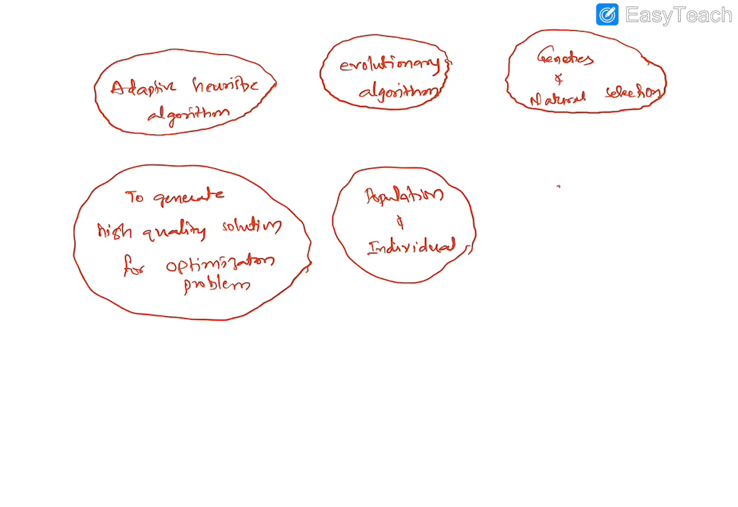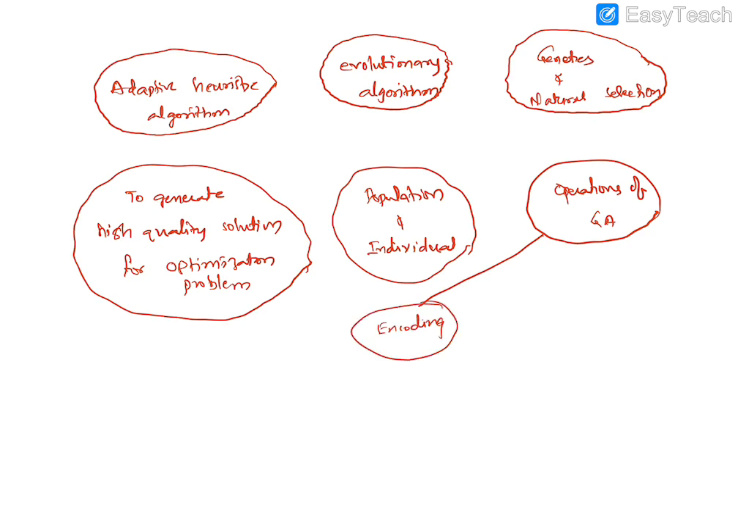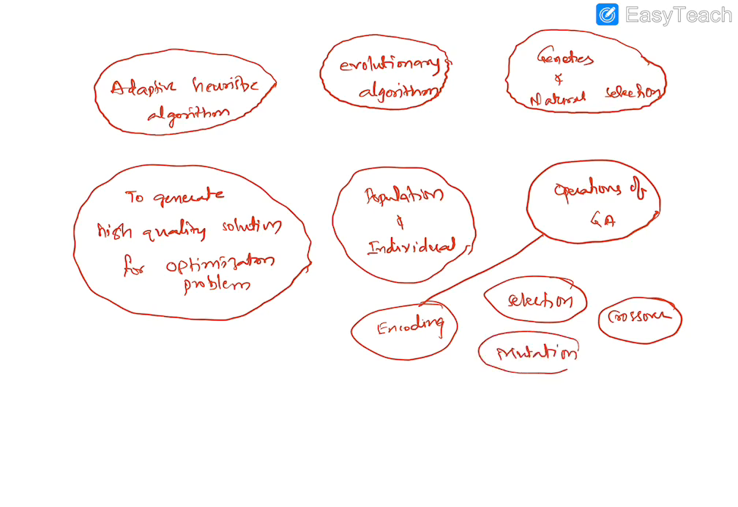And the operations of GA, genetic algorithm operations. What are the operations performed under genetic algorithm? Here the operations are encoding, selection operation, crossover operation, and mutation operation. These are the operations we observe under genetic algorithm. This is the basic thing we are going to learn.